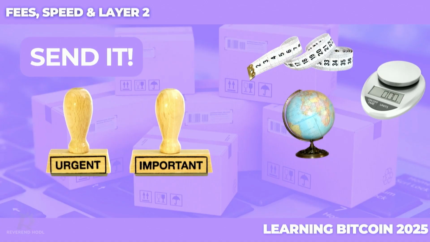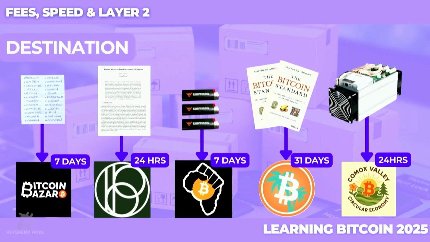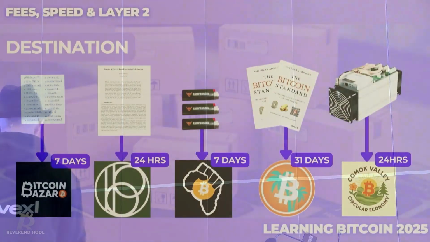We're going to add in one final element now, and this is the idea of importance or urgency. So now we have 4 characteristics. We have the size, we have the weight, we have the destination, and now we have the speed or the urgency. How quick does it want to get there?